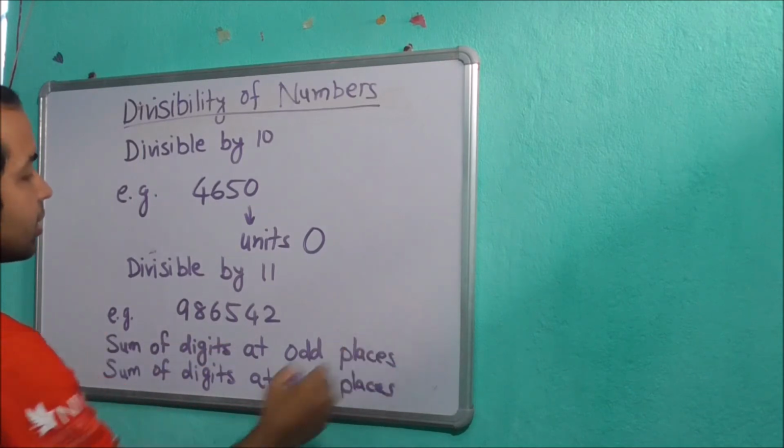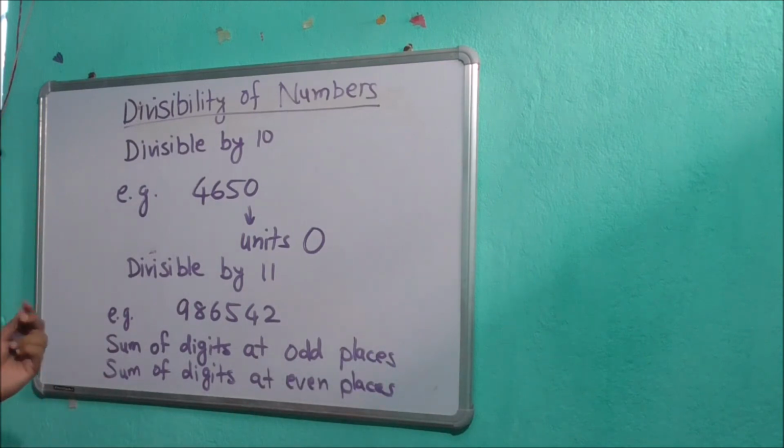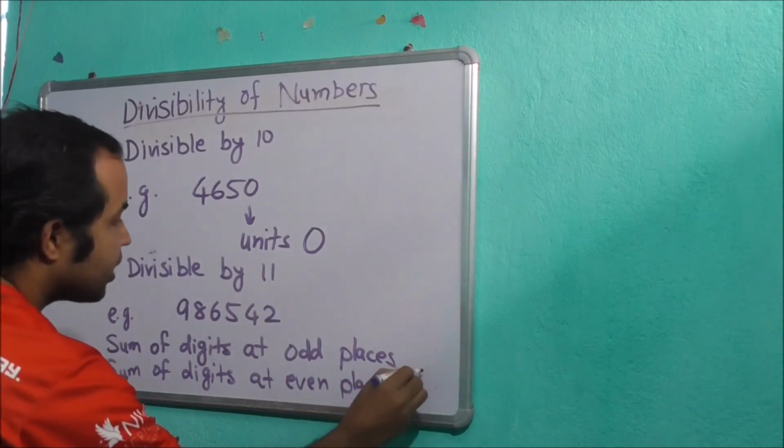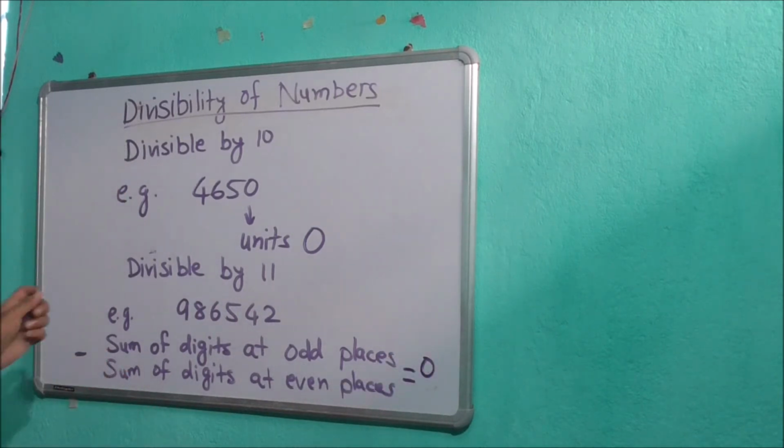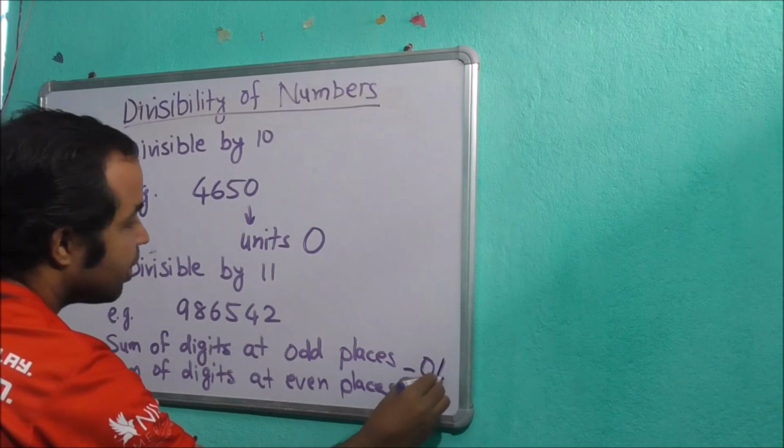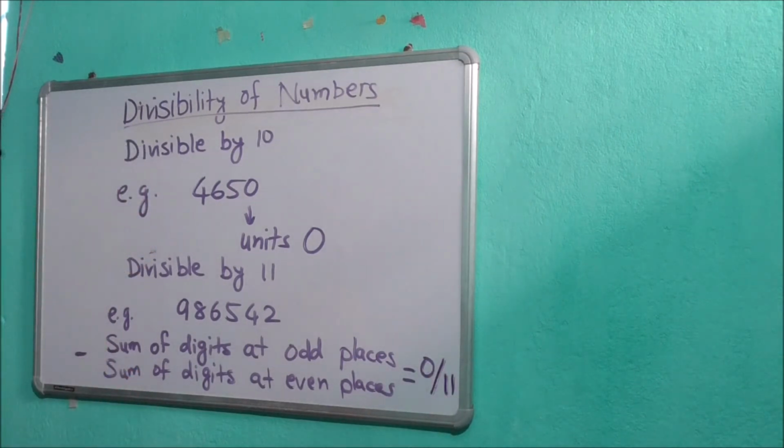Digits at odd places are the digits at the 1st place, 3rd place, 5th place and 7th place. Digits at even places are the digits at the 2nd place, 4th place or 6th place. Then you need to subtract after calculating these. If after subtracting you get 0, that means the number is divisible by 11. Even if after subtracting you get a multiple of 11, that means the number is divisible by 11. So we will proceed with the example.